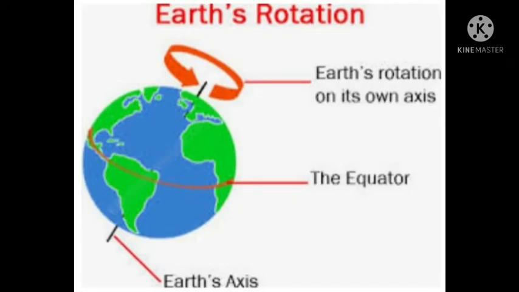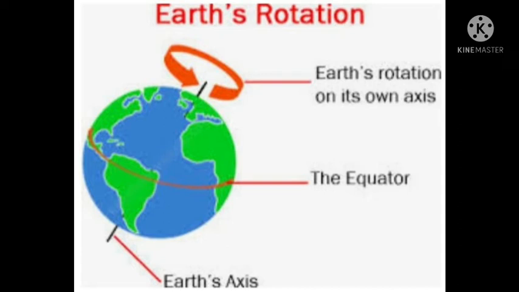The earth spins on this imaginary line, that means the axis. The movement of the earth on its imaginary line like a top is called rotation. Now we will discuss the result and the importance of rotation.